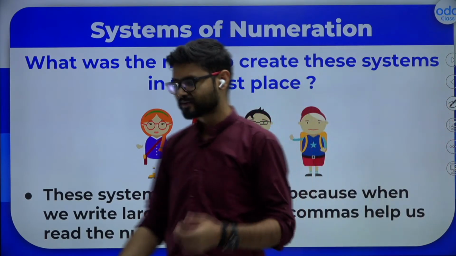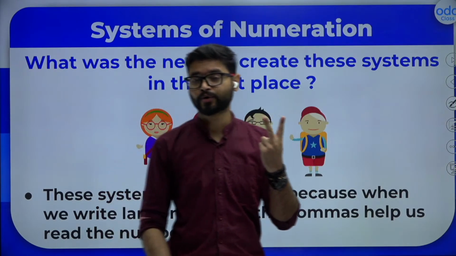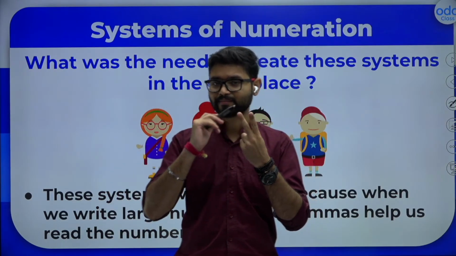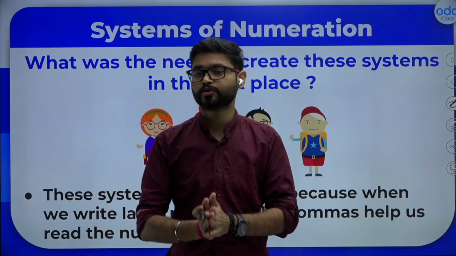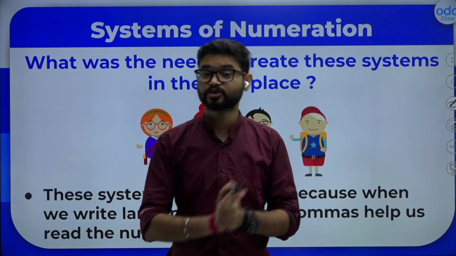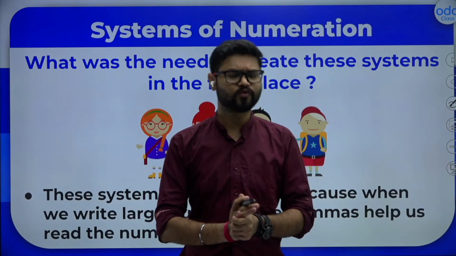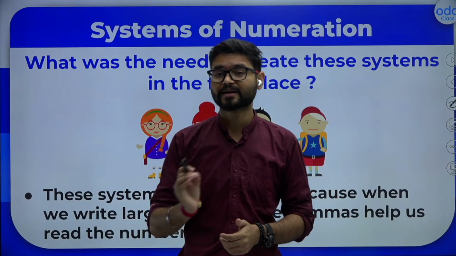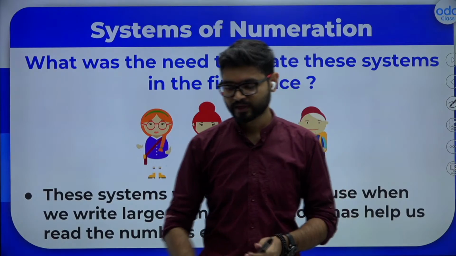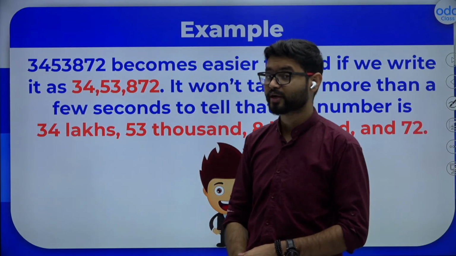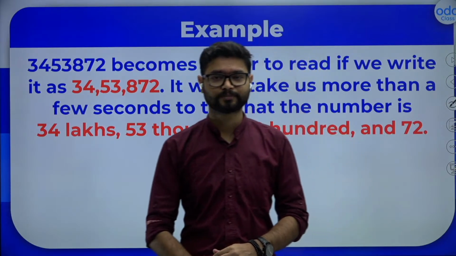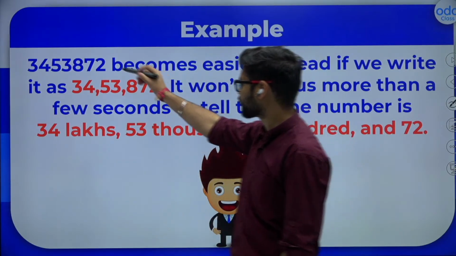As you guys know, the two systems that we are going to learn today are the Indian system and the international system. Through these systems, we are going to introduce commas between the digits. Why? So that it becomes easier to read. Let's start with one example so that you can understand this in a better way. I have a number over here.